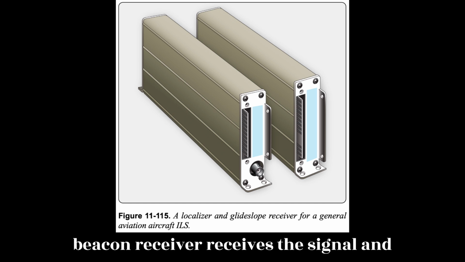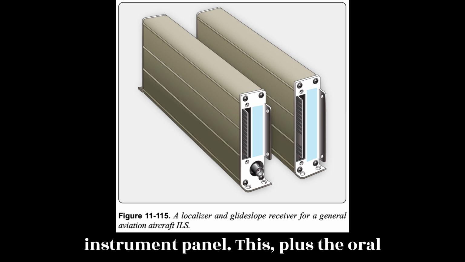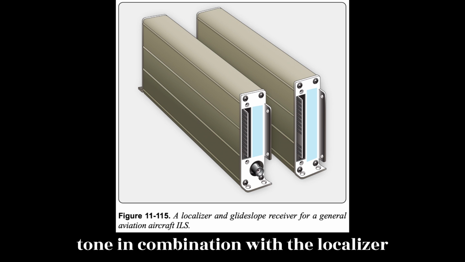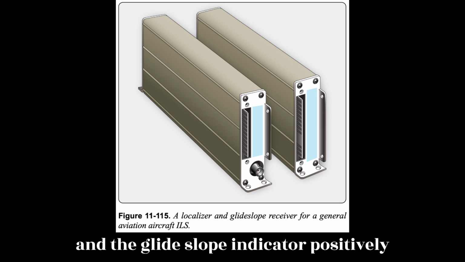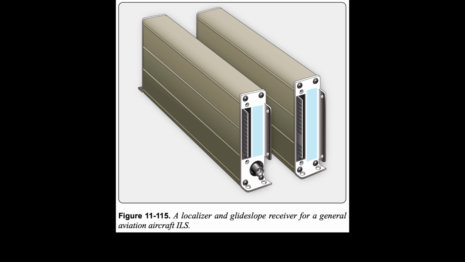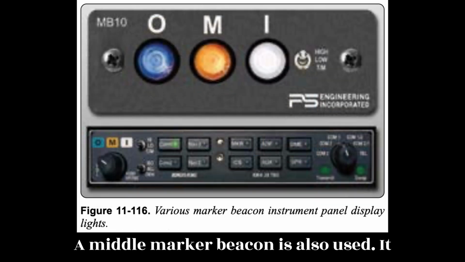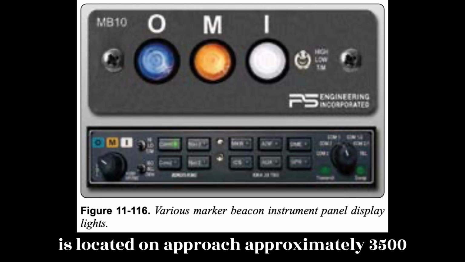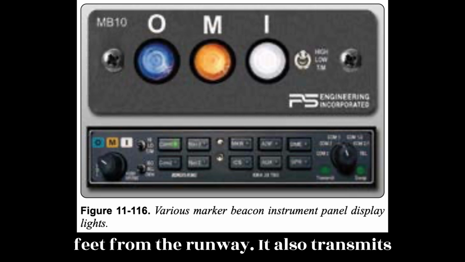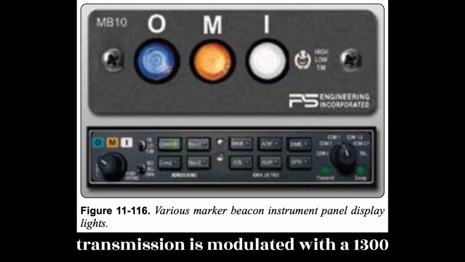A marker beacon receiver receives the signal and uses it to light a blue light on the instrument panel. This, plus the aural tone in combination with the localizer and the glideslope indicator, positively locates the aircraft on an approach. Figure 11-115. A middle marker beacon is also used. It is located on approach approximately 3,500 feet from the runway. It also transmits at 75 MHz.